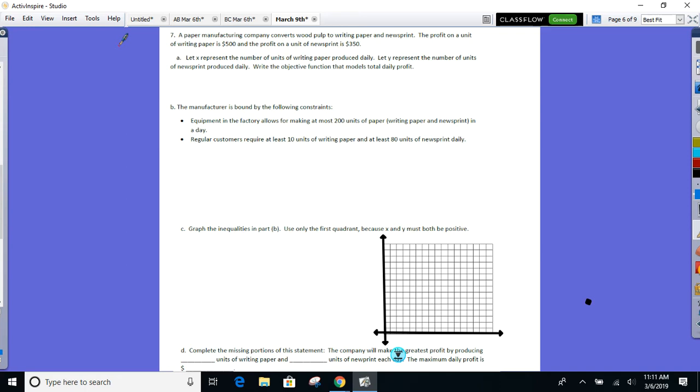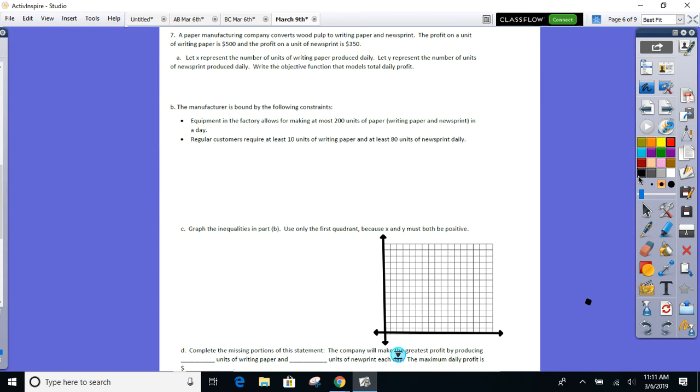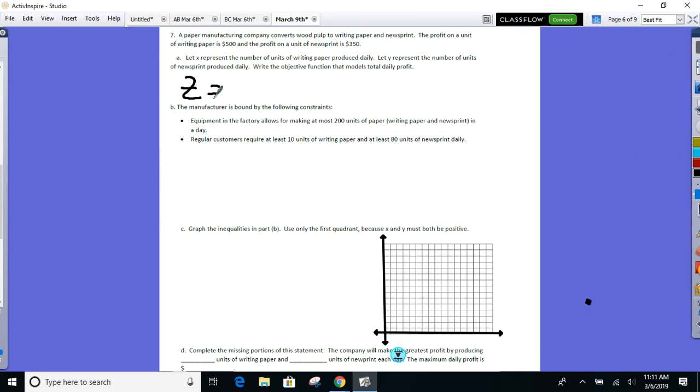The profit of writing paper 500, and the profit on the unit of newspaper 350. All right, I tell you what x and y are. Write your z function, objective function. Make sure you get the correct amount of money with the correct variable here. Anybody want to share their z equation there? $500x plus 350y.